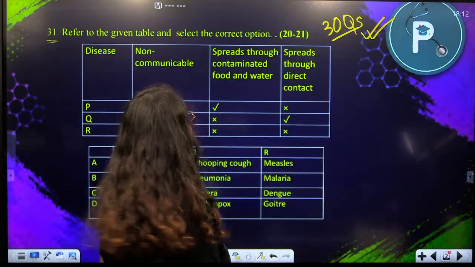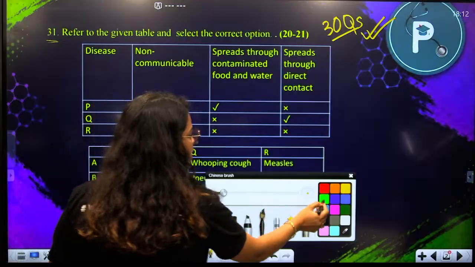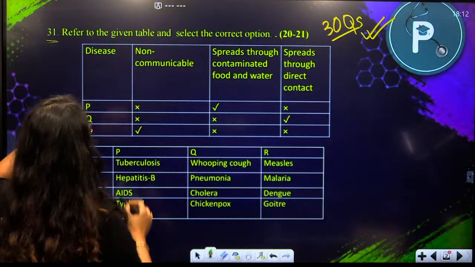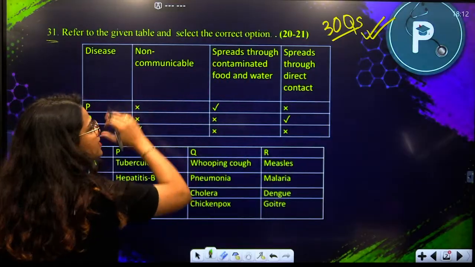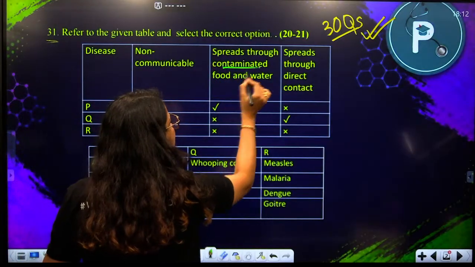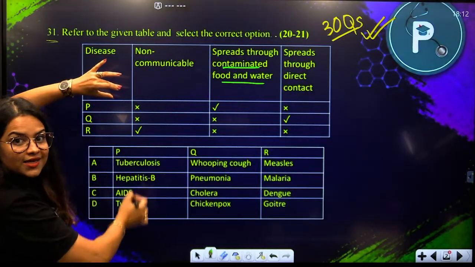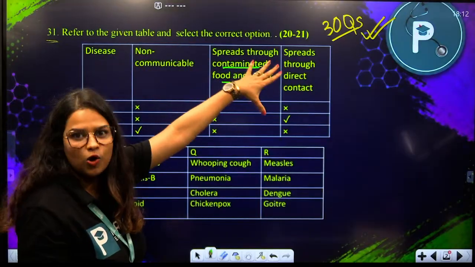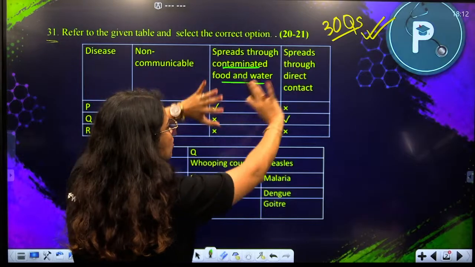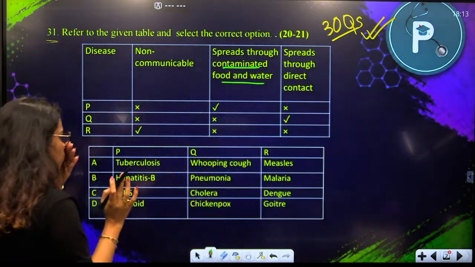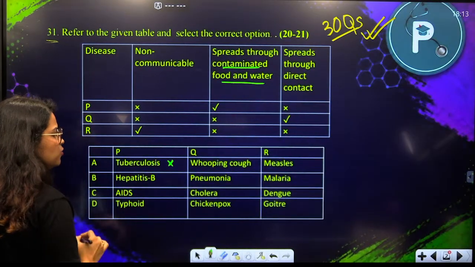The first question that they have asked is refer to the given table and select the correct option. Okay, so here they have given P, Q, R. P is a type of disease that usually spreads through contaminated food and water. So you have to find out which of the following diseases spreads through contaminated food and water. Not through community, they are non-communicable, they spread through direct contact, none of them, only spread through food and water. So tuberculosis, no, not food and water.